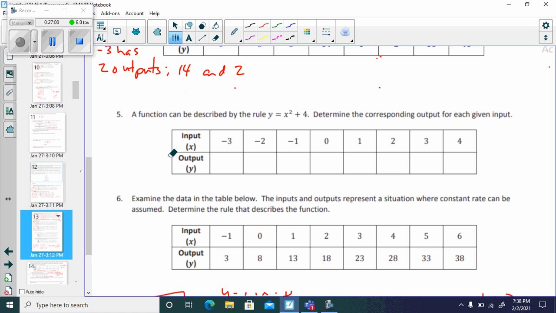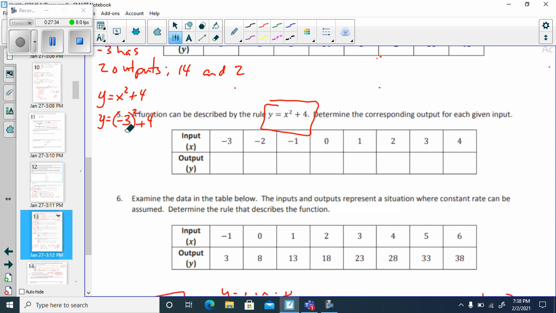Let's look at number 5. A function can be described by the rule y is equal to x squared plus 4. Determine the corresponding output for each given input. Now let's be very careful. I want to make sure you see this one. This is big on the calculator. Y is equal to x squared plus 4. If our x is negative 3, let's plug it in.